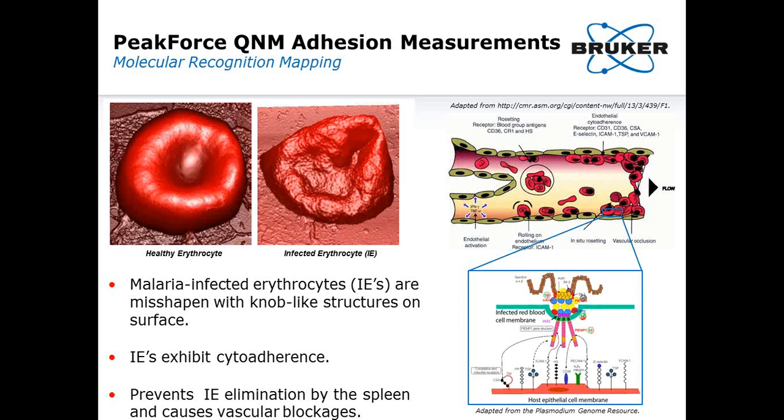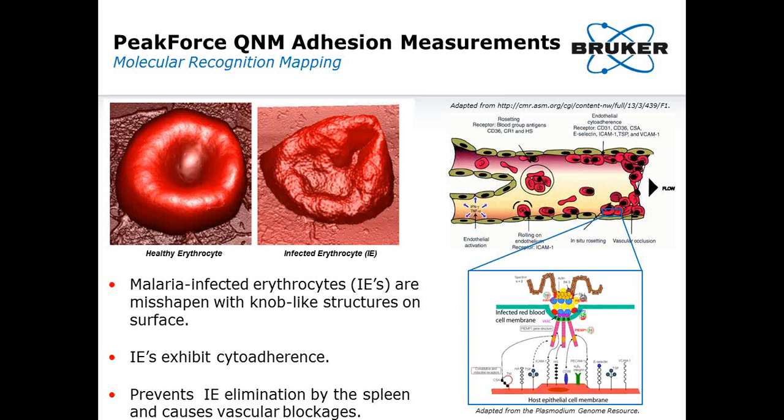To demonstrate this, researchers used PeakForce QNM to conduct molecular recognition mapping of the surface of malaria-infected erythrocytes, or IEs, in order to obtain high-resolution images of the distribution of specific molecules expressed on the cell surface. Due to the resolution limitations in AFM imaging of live cells, the presence of these molecules would be quite difficult to check with traditional topography imaging alone.